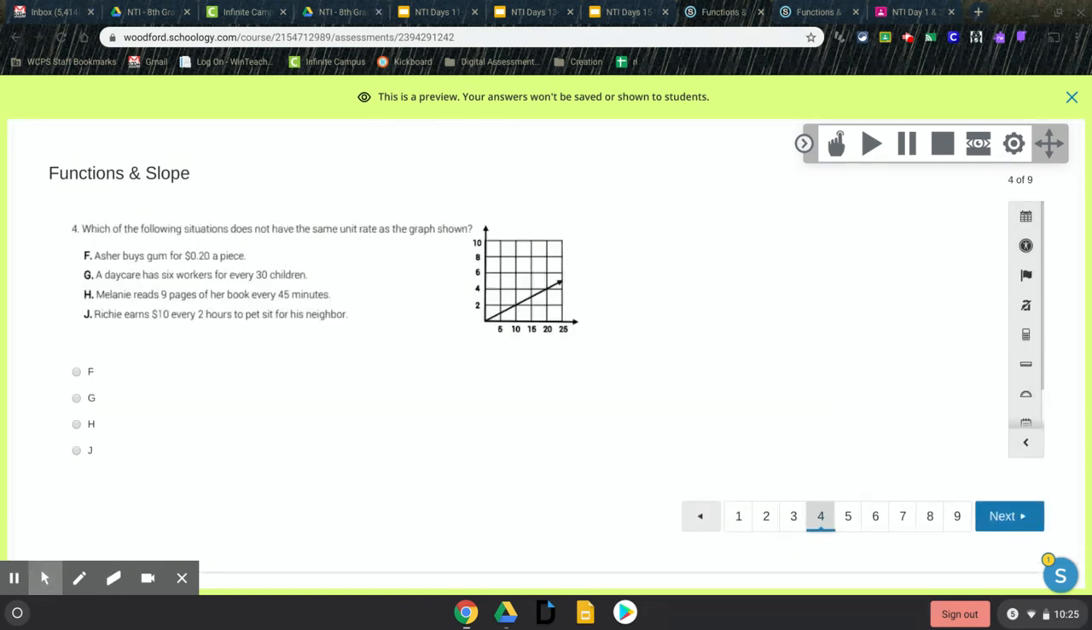Number four, which of the following situations does not have the same unit rate as the graph shown? So you're going to need to figure out what is your rate of change in each of these options. And then you're going to need to figure out what is your slope in the graph, and compare them. Which one is the same?